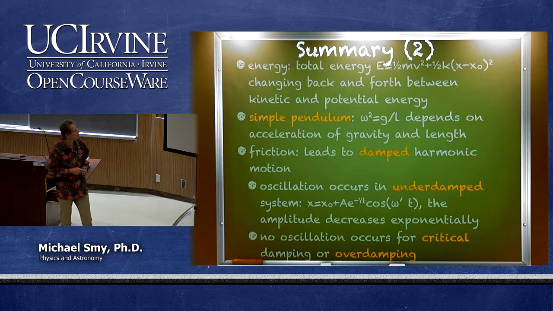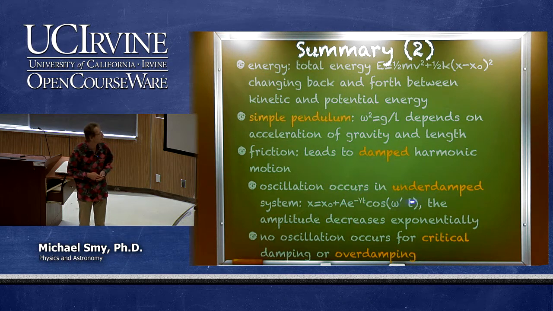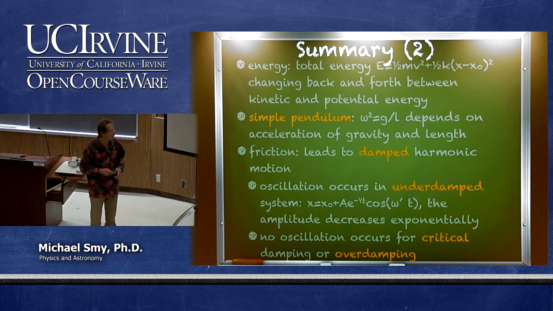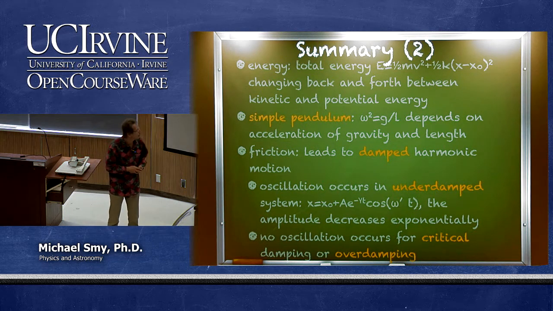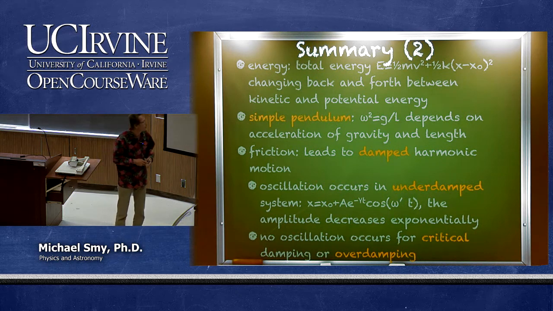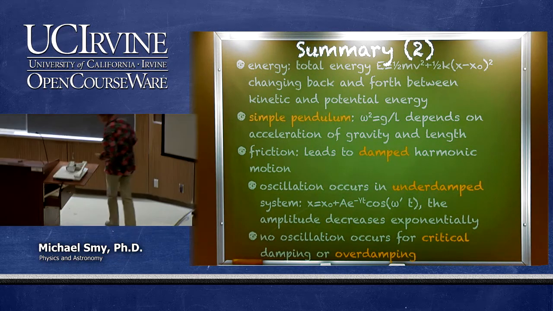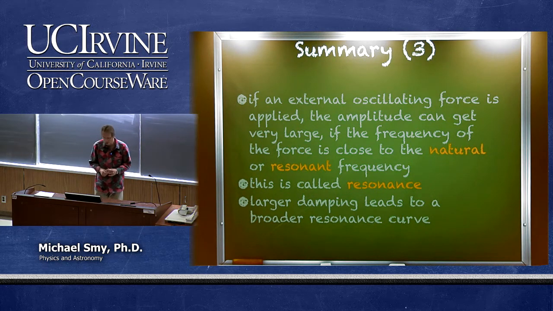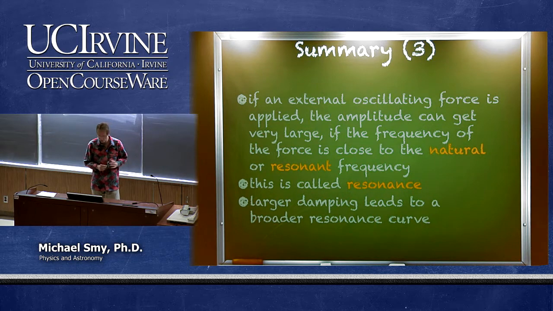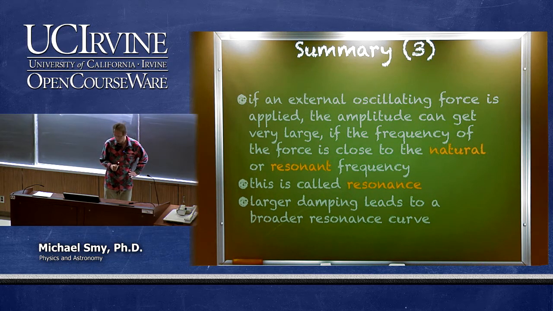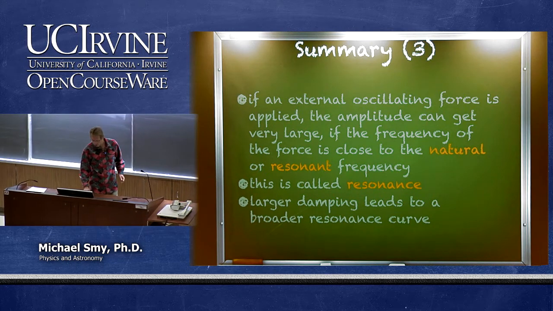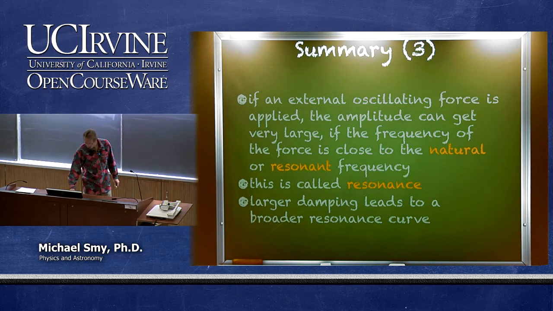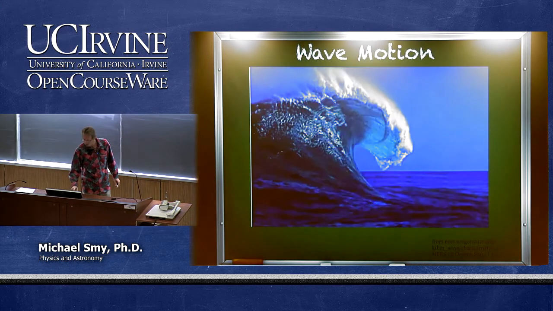Friction leads to damped harmonic motion, and the most interesting case is the underdamped system, where we get something like simple harmonic motion, but the amplitude is modulated with an exponential factor, meaning that the amplitude decreases exponentially. There's also critical damping or overdamping, but there no oscillations occur at all. If an external force is applied to the oscillating system, then the amplitude can get very large if the frequency of that force, if it's a periodic force, is close to the natural or resonant frequency. This phenomenon is called resonance, and larger damping leads to a broader resonance curve.